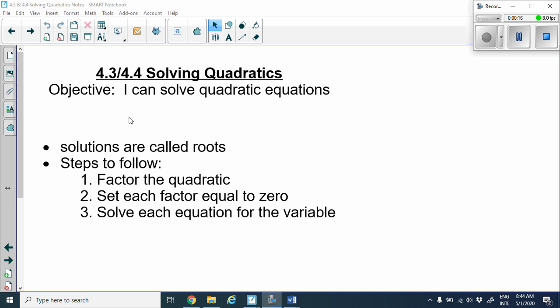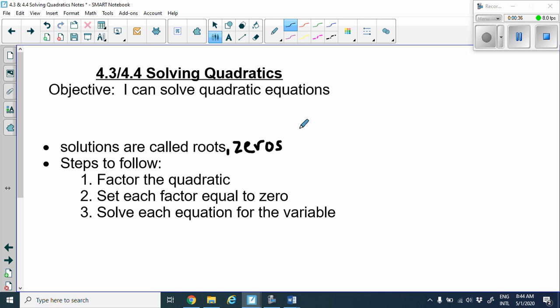Now, you're going to hear me use a lot of different vocabulary words that mean the same. So like solutions. When we solve for our variable, we will get our solutions. But some other words that you'll also hear is that they're called roots, and they're also called zeros. So I will be using those interchangeably throughout this lesson. So as long as you know solutions, roots, and zeros, they mean the same thing. So that just means that you solve for x.